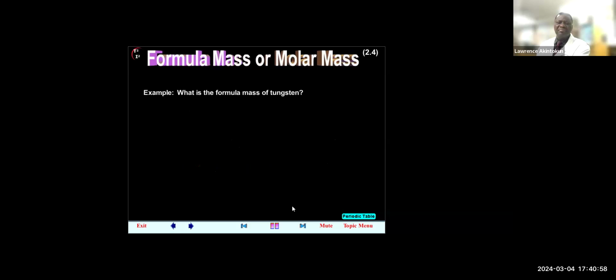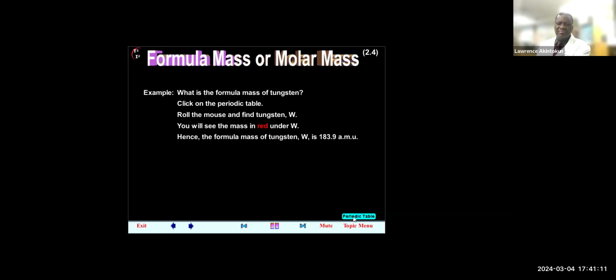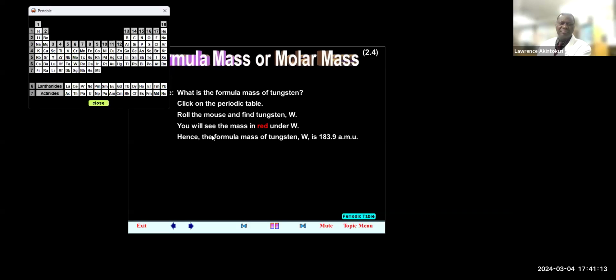Example: what is the formula mass of tungsten? Click on the periodic table. Roll the mouse and find tungsten, W. You will see the mass in red under W. Hence, the formula mass of tungsten, W, is 183. Tungsten, W.